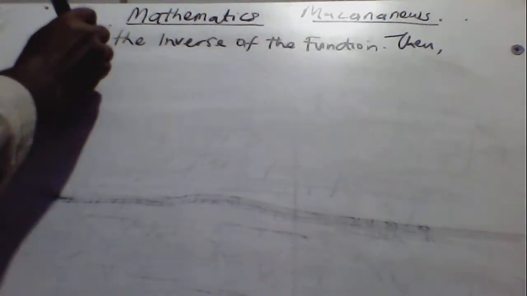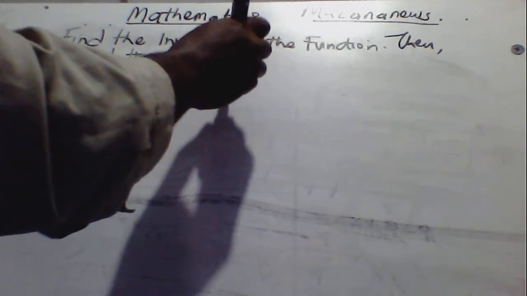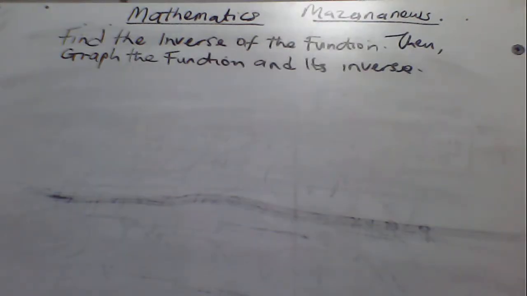Find the inverse of the function. Find the inverse of the function, then graph the function. Graph the function and its inverse. I hope you are seeing it. All right.